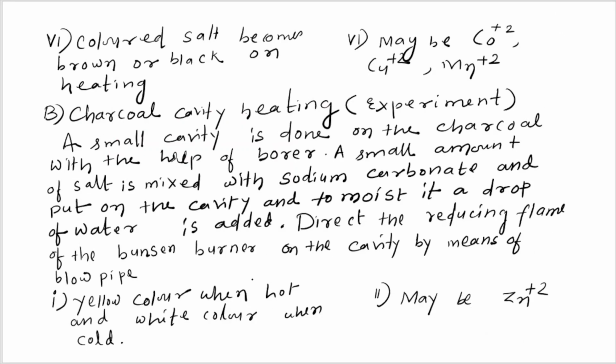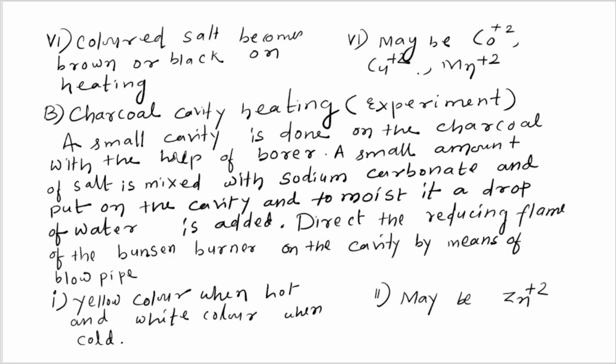Colored salt becomes brown and black on heating. First you will see the salt is colored, and on heating first it changes to brown and after that black. So what may it be? Co plus 2, Co meaning cobalt, and Cu plus 2 meaning copper plus 2. Mn plus 2 means manganese plus 2. So it may be cobalt plus 2, Cu plus 2, Mn plus 2.